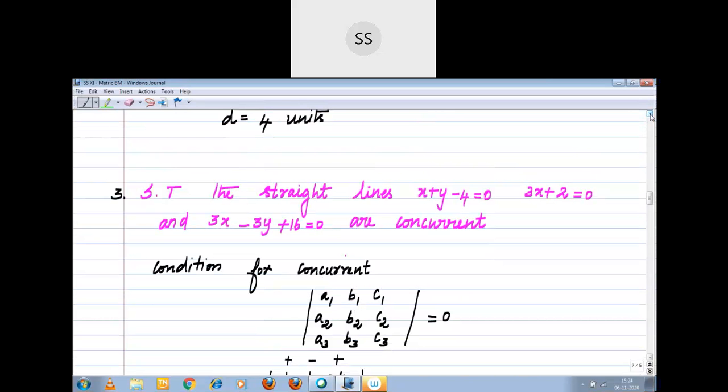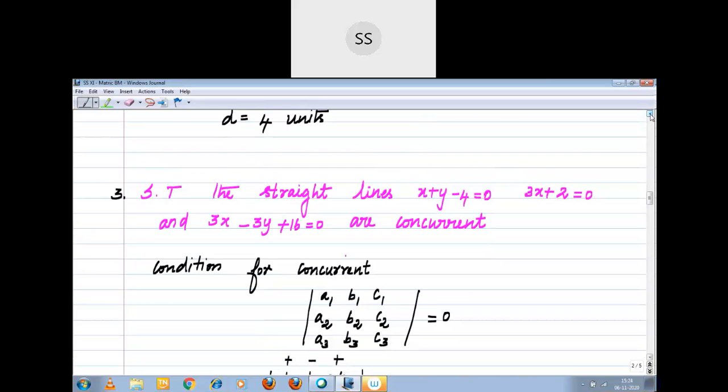Right? Once again, I am going to repeat the third question. You have to listen carefully. Show that the straight lines x plus y minus 4 equal to 0, 3x plus 2 equal to 0 and 3x minus 3y plus 16 equal to 0 are concurrent. Condition for concurrent: the determinant A1, B1, C1, A2, B2, C2, A3, B3, C3 equal to 0. This is the condition. What is A1, B1, C1?